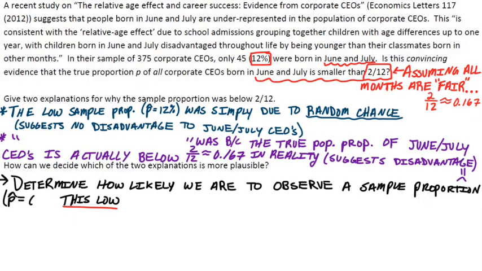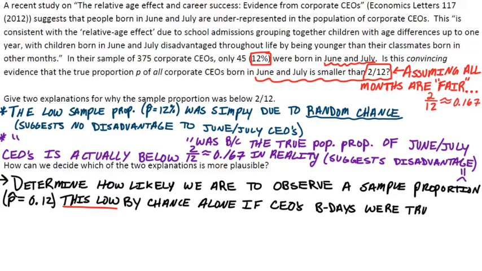Basically, how rare would this be, to get a p-hat equal to 0.12, like we got in the CEO example? How rare would this be by chance alone? And this is under the assumption that CEOs' birthdays are actually fair. So if CEOs' birthdays were truly fair, how likely are we to observe a sample proportion this low? Maybe that's too extreme for us. So that's our job as statisticians.